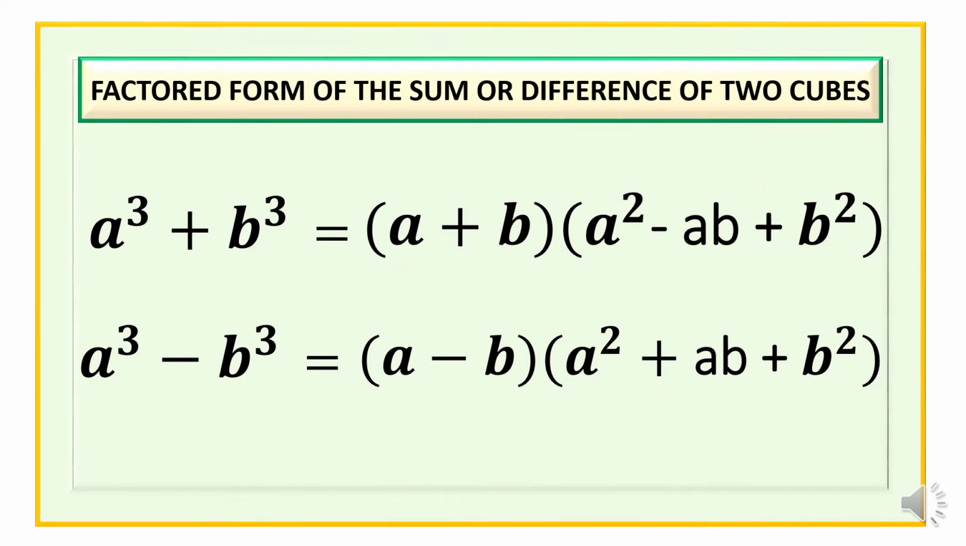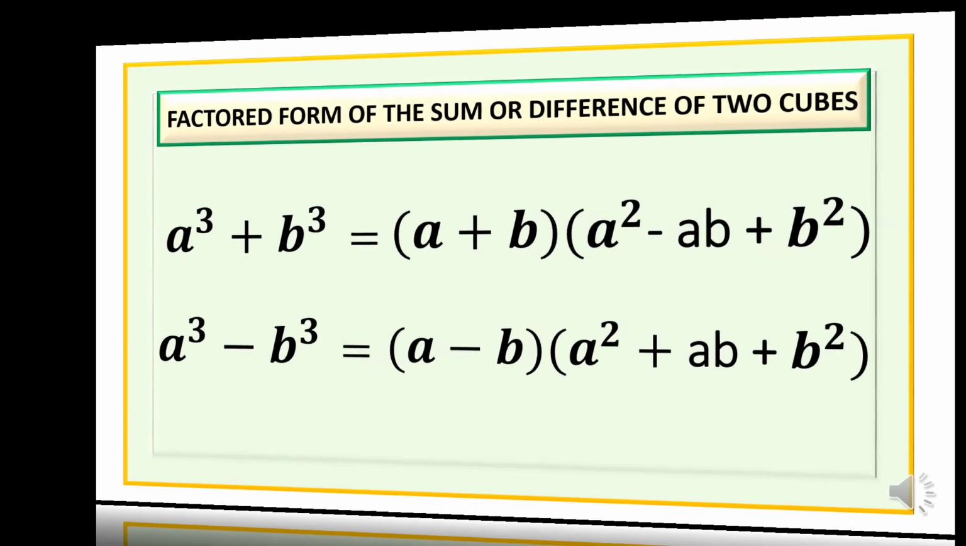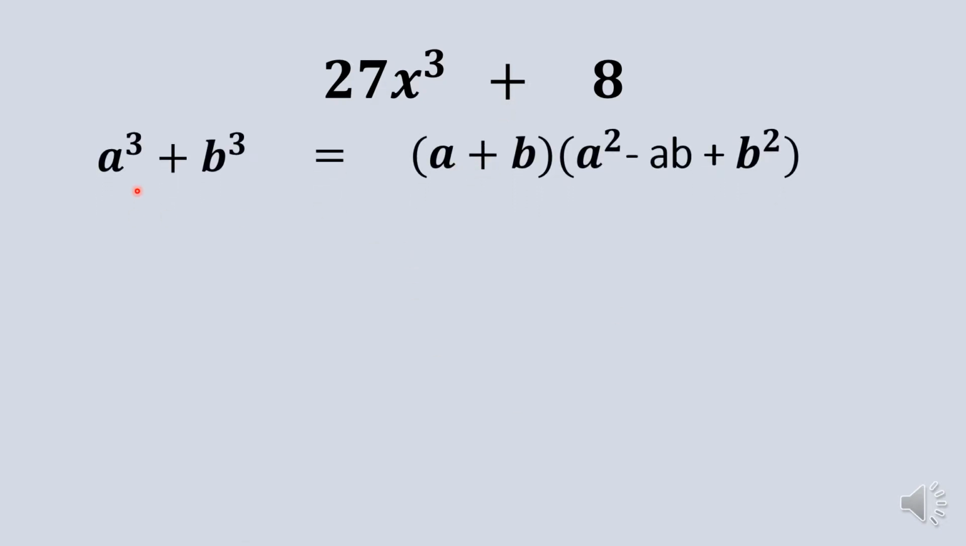Okay, so let's have our first example. We're going to find the factors of this. This is a sum of two cubes: 27x cubed plus 8. As you can see, the operation being used is addition. Therefore, the factored form that we're going to use is the first one: a cubed plus b cubed equals the quantity a plus b, times the quantity a squared minus ab plus b squared.